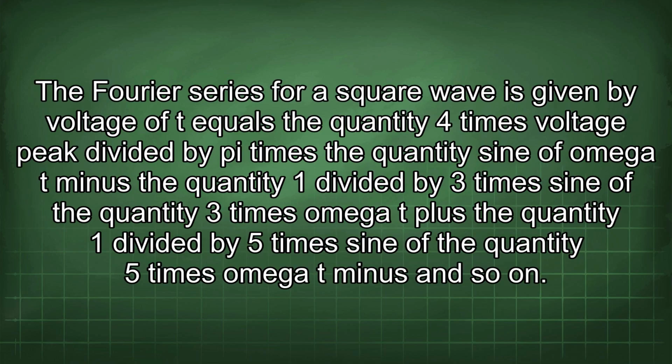The Fourier series for a square wave is given by voltage of t equals the quantity 4 times voltage peak divided by pi times the quantity sine omega t minus the quantity 1 divided by 3 times sine of the quantity 3 times omega t plus the quantity 1 divided by 5 times sine of the quantity 5 times omega t minus, and so on.